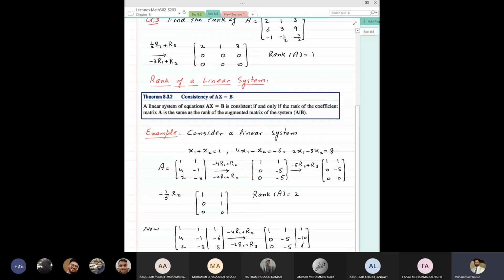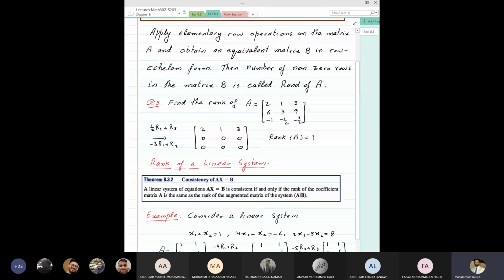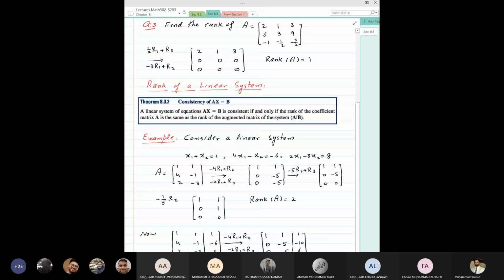Now, so this is just a matrix. If we have a linear system AX equal to B, then a linear system of equations AX equal to B is consistent. You know what consistent means? It has one or infinitely many solutions, not one or two, one or three, no, one or infinitely many. A linear system of equations is consistent and has a solution if and only if the rank of the coefficient matrix A is the same as the rank of the augmented matrix AB.